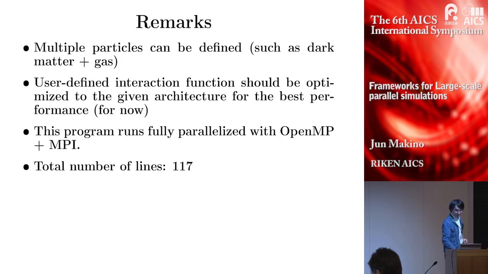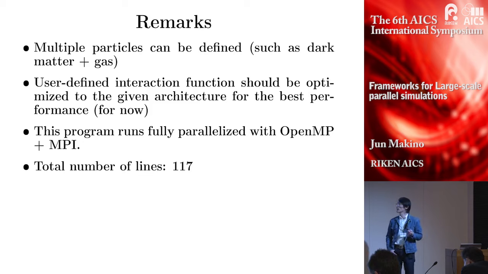Okay. Well, so there are some remarks from the code, and you can actually define multiple particle classes if it is necessary, as in the case of the cosmological N-body plus hydro simulation, in which you want matter and stars and gas particles. And the user-defined interaction function should be optimized. Well, this is what I told before. That should be optimized to the given architecture for the best performance.